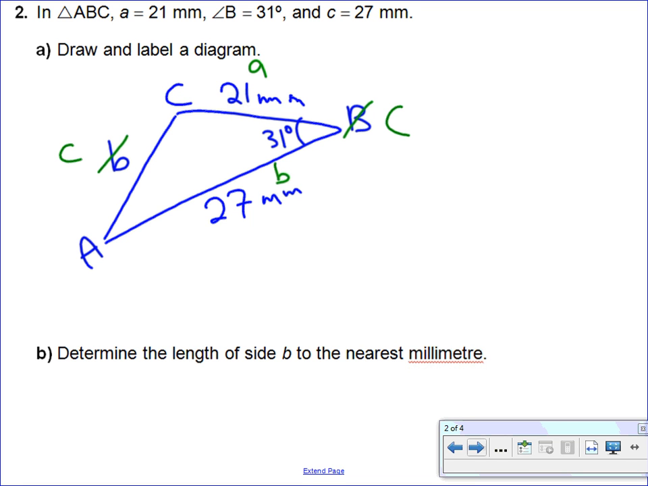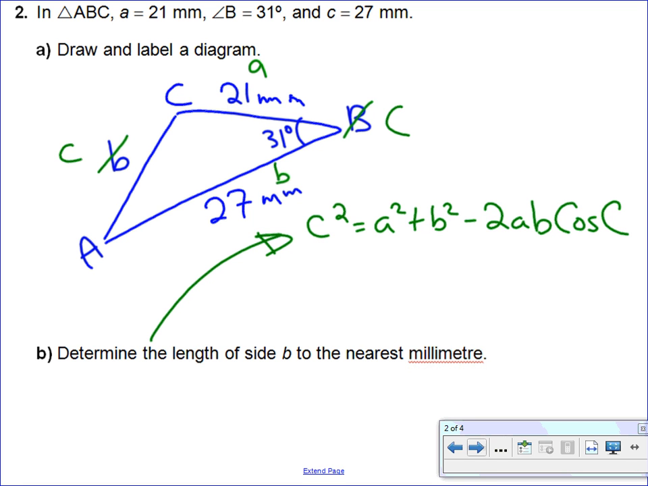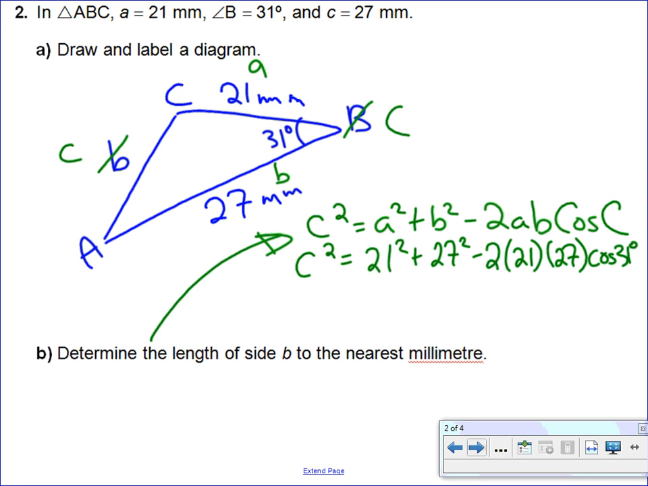Yes? Okay, hopefully. Now, I have all this room here, and instead of me having to crouch down and you not being able to see it, I'm just going to move my solution up here. So I have C squared equals A squared plus B squared minus 2AB cos C. All I do is plug in the information and let the calculator do it. So C squared is equal to 21 squared plus 27 squared minus 2 times 21 times 27 cos of 31 degrees.